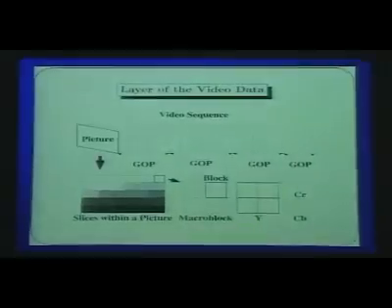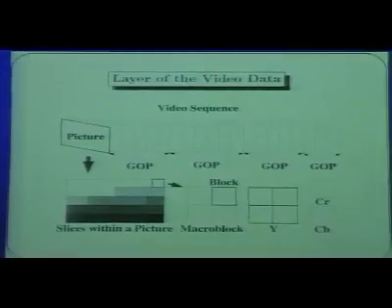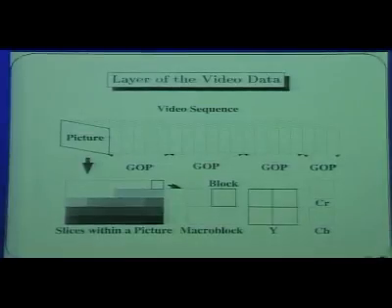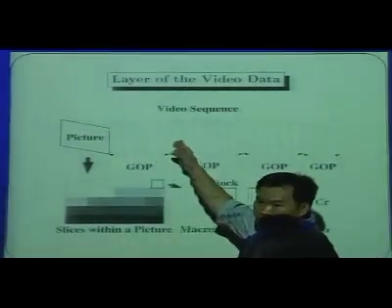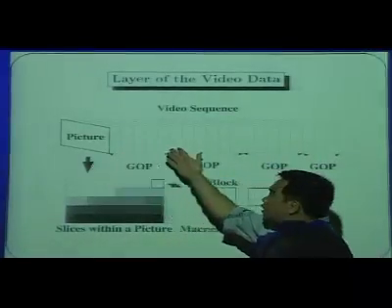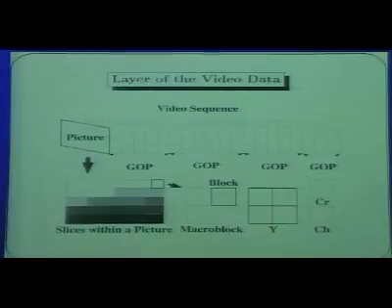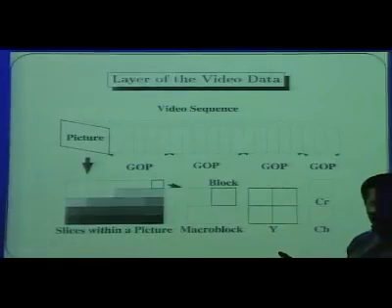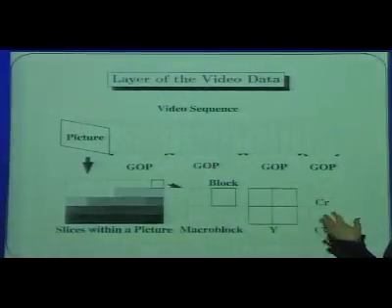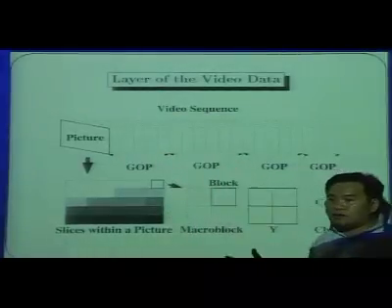How video is structured. What I'm showing here is a video sequence. A video sequence is a collection of pictures, right? How many frames per second? 30 frames per second for normal progressive video, 24 frames per second for film, and so on and so forth. Depending on the format that you are seeing, there's a number of pictures coming in. So let's say 30 frames per second.